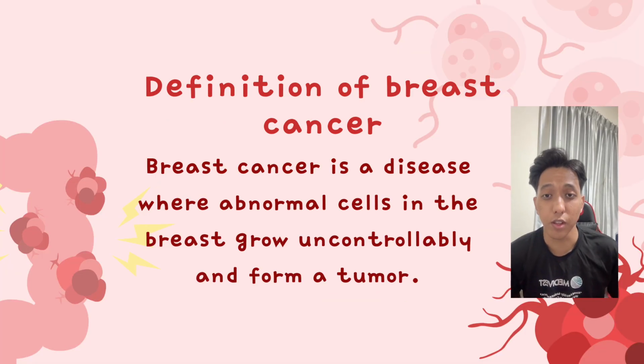Breast cancer is a disease where normal cells in the breast grow uncontrollably and form a tumor. Normally, cells in the body grow and divide in a controlled manner. However, when genetic mutation occur, these cells begin to grow rapidly and uncontrollably. This abnormal cell can form a tumor that may invade nearby tissue and spread to other parts of the body through the lymphatic system or bloodstream, which is known as metastasis.